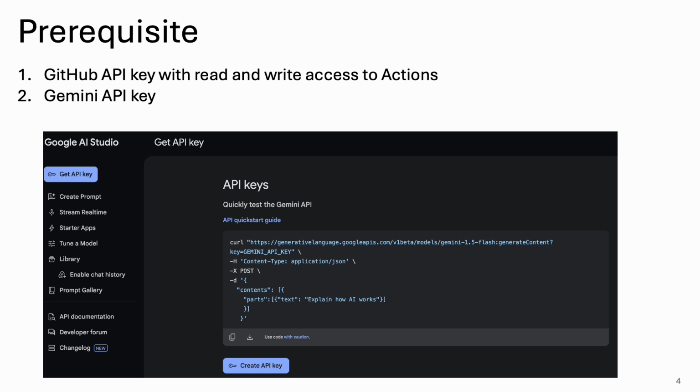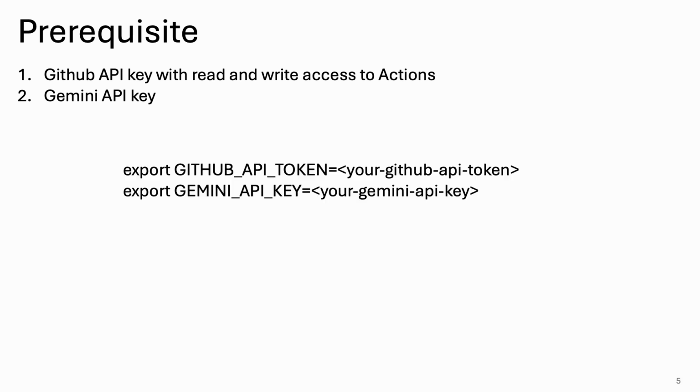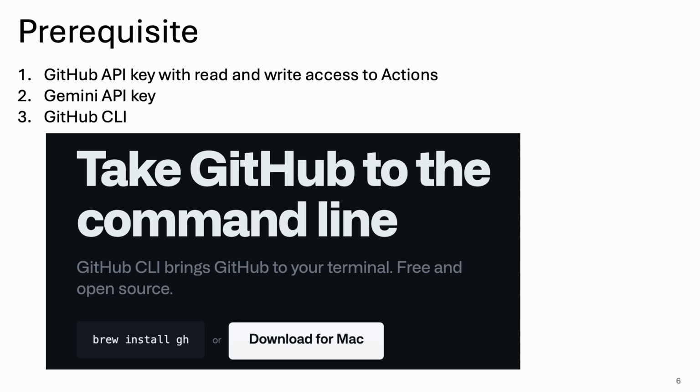The OptCD tool uses the Gemini API key to automatically prompt Gemini to find a fix for the command that is creating unnecessary directories. The GitHub API key and Gemini API key are passed to environment variables named GitHub API token and Gemini API key. The third and last prerequisite is that you should install the GitHub command line interface on your computer. Now I will show the demonstration of the OptCD tool.